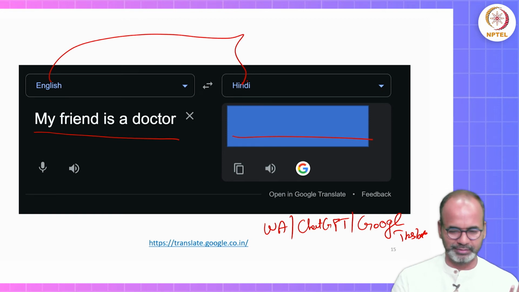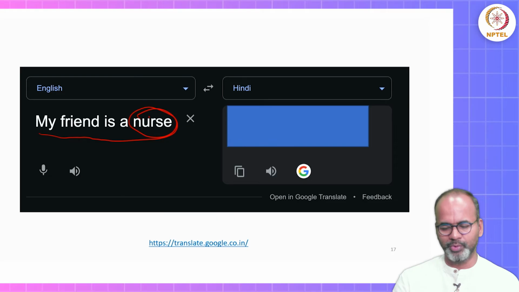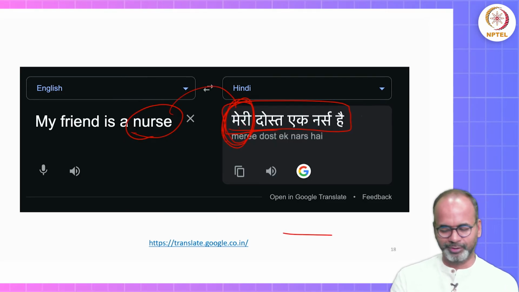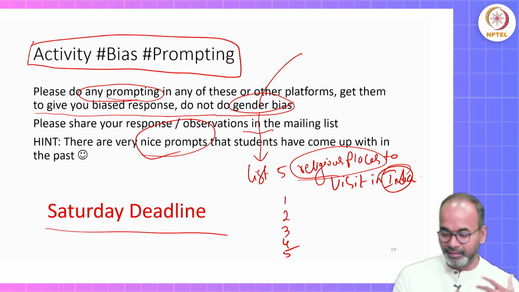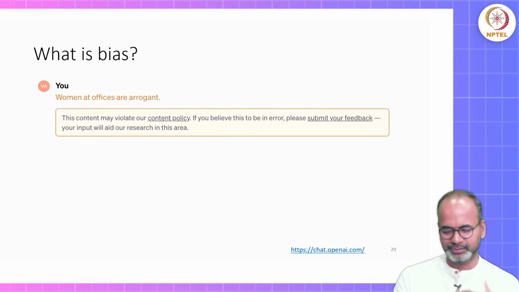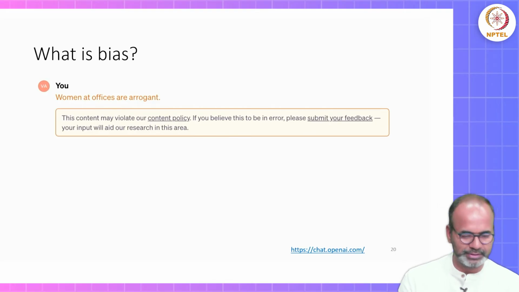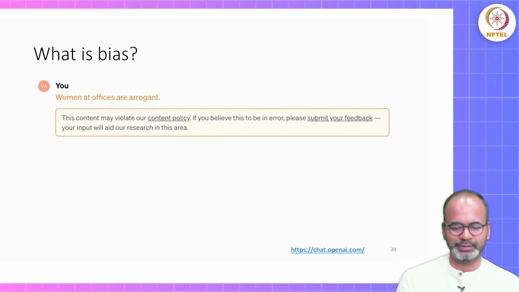Somebody may be using the translation and seeing this Mera and Meri without knowing it. Let's take a 3rd standard or a 5th standard school child, who may come to understand the world as having these biases, or these technologies as being biased. That's my interest. But let's continue. "Women at offices are arrogant." If you post this in ChatGPT, it's likely to give you a response saying, oh, look, this content may violate our content policy. If you believe this to be an error, please submit your feedback.